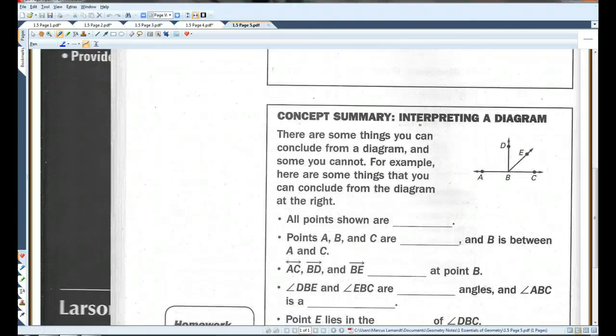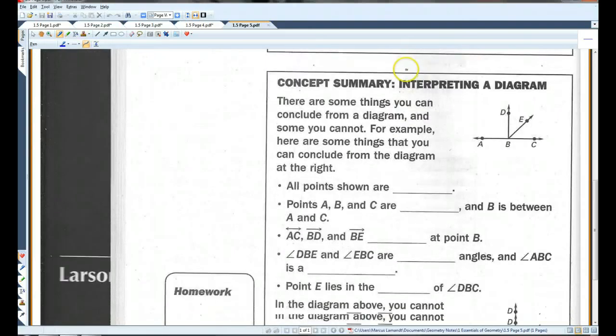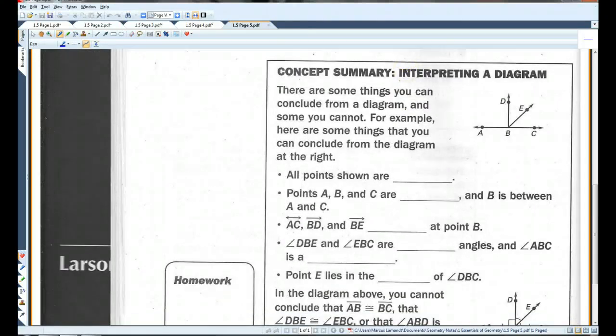Okay, concept summary. Interpreting a diagram. There are some things you can conclude from a diagram and some you can't. Okay, for example, here are some things that you can conclude from the diagram at the right. All points shown are coplanar. Remember, coplanar means they're all in the same plane. This isn't a three-dimensional diagram, so all of these points are in the same plane.